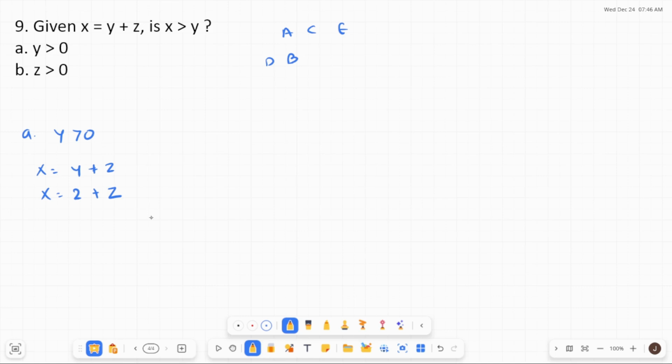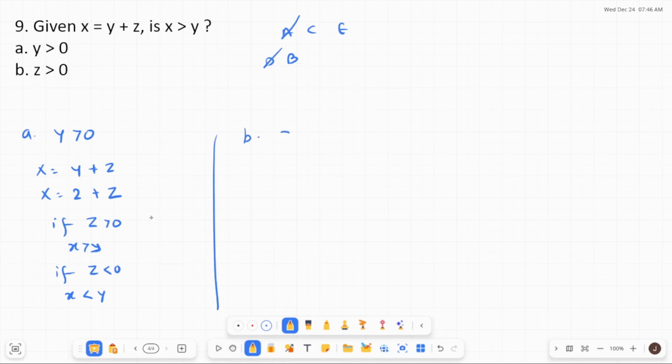Here z can be anything. Z can be positive or negative. If z is positive, then x will be greater than y. If z is negative, then in that case x will be less than y. Do I have a definite answer? No. So let's rule out A and D.